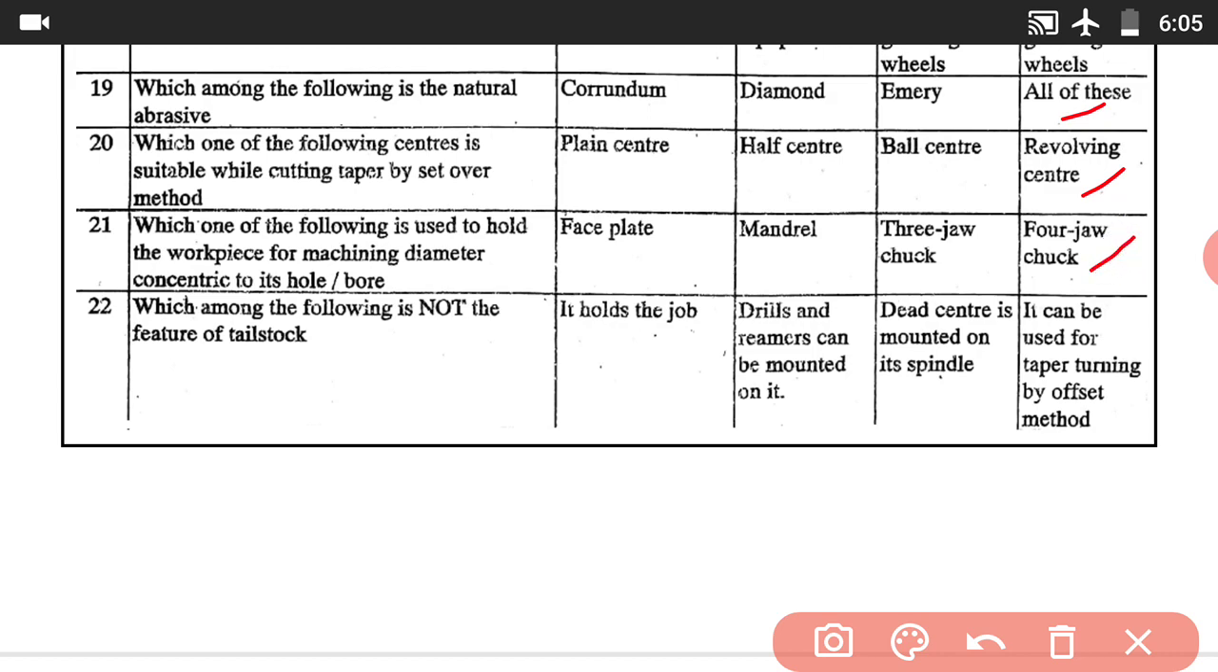Question number 22. Which among the following is not the feature of tailstock? This question answer: tailstock is not to hold the job. Answer A.